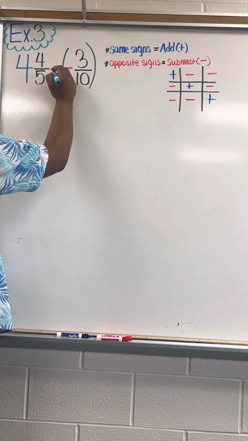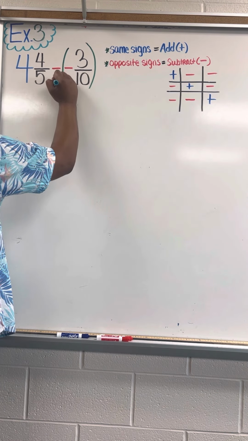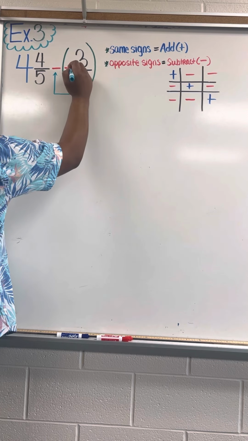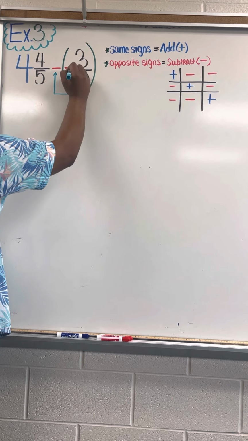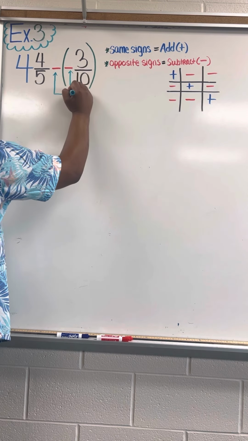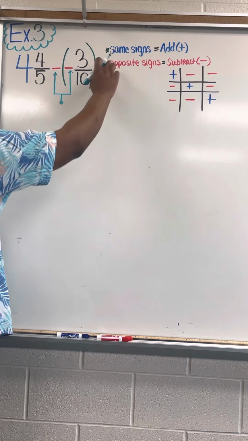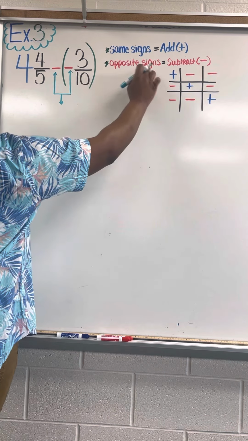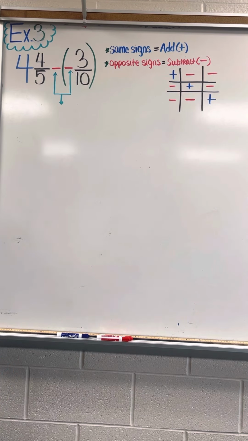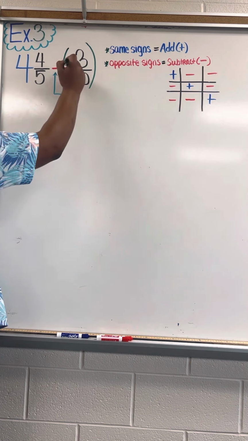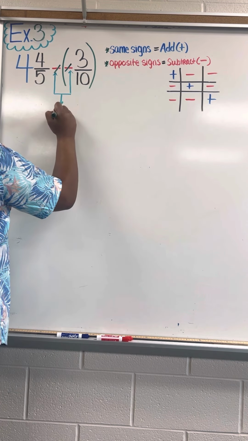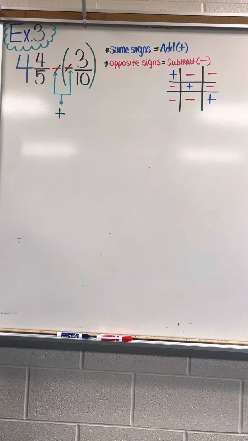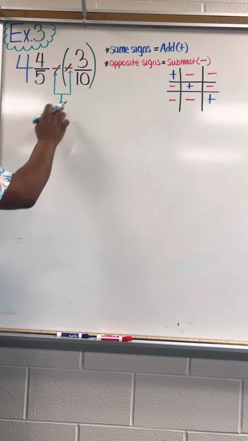So once again, a subtraction sign is synonymous with being negative, right? And the sign associated with the fraction in the parentheses is a negative sign, right? So remember, same signs we add, opposite signs we subtract. So since those signs are the same, we're going to cross them out and put an addition sign. Because remember, same signs we add, right? So those two signs go away, and we substitute an addition sign, okay?